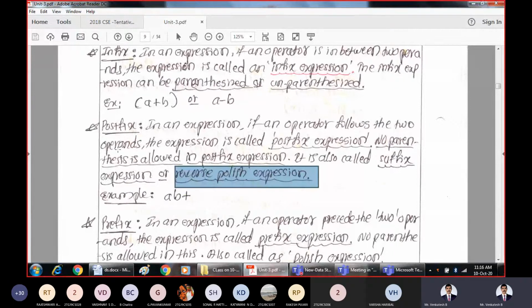You must be careful in the exam. They may give these names also: evaluate the suffix expression, or evaluate the reverse Polish expression, or evaluate the postfix expression. All three are the same.